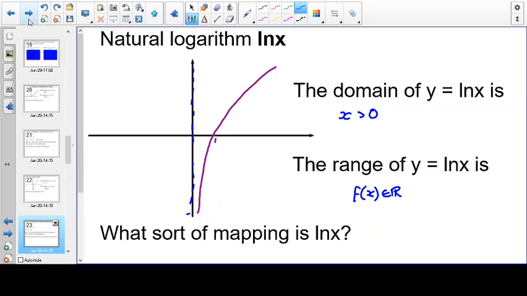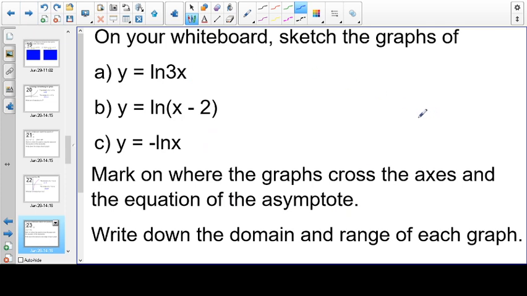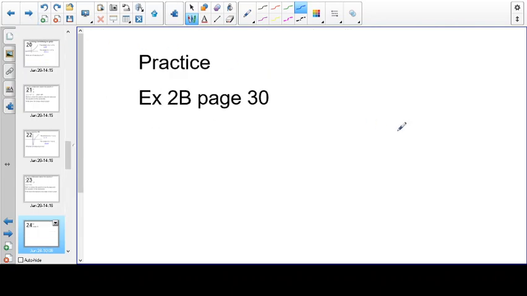So again, like you did on the previous one, I would like to see if you can sketch those, mark on the asymptotes, state the domain and the range for each graph. Okay, so now from the last 3 videos, you should have enough information to complete the questions on exercise 2B. That's the end of this video.